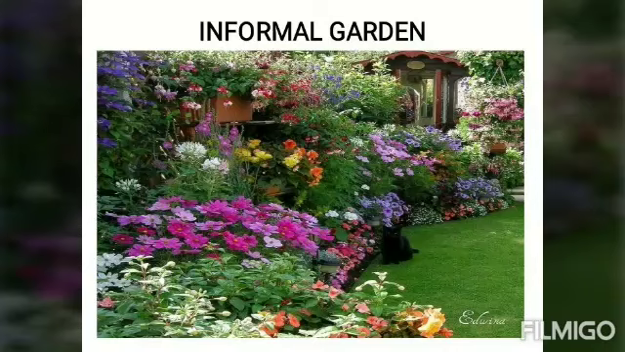Examples which come under informal gardening are English gardening and Japanese gardening. Remember, in formal gardening it is Mughal gardening, Persian gardening, Italian gardening, and in informal gardening, the examples are English gardening, and next is the Japanese gardening.